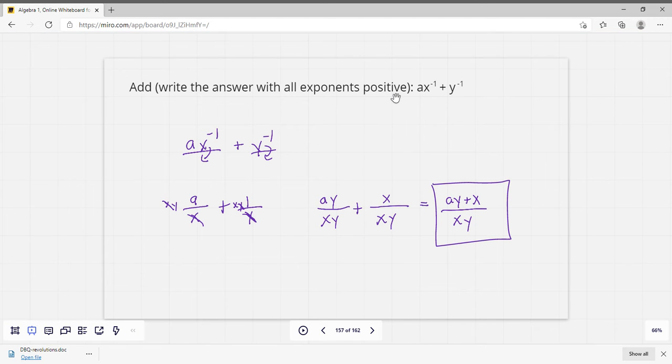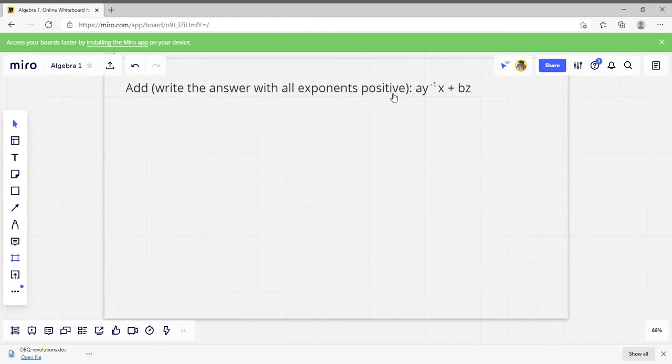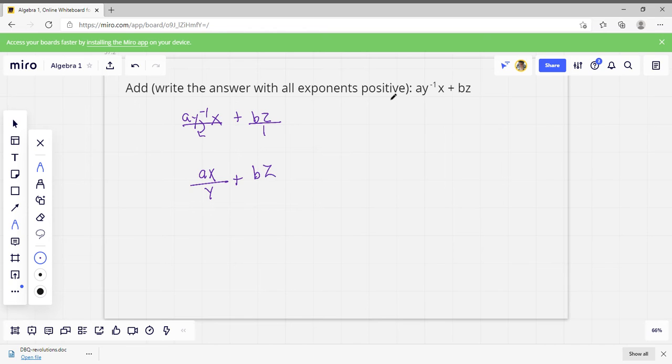Alright, let's do another one. On this one, I've got y to the negative 1 x plus bz. So this y is going to have to be moved down to the bottom of my fraction. That one I don't have to move anything. So I'm going to have ax over y plus bz over 1. Alright, so my new denominator needs to be y.